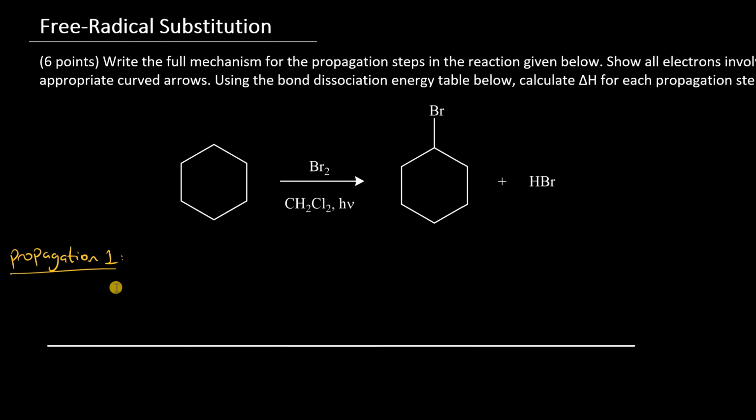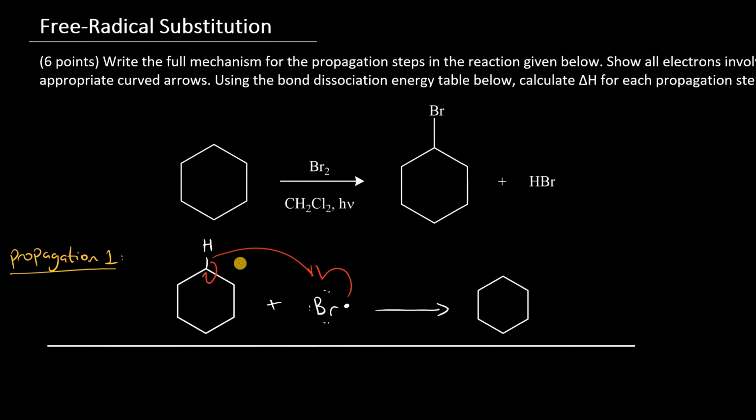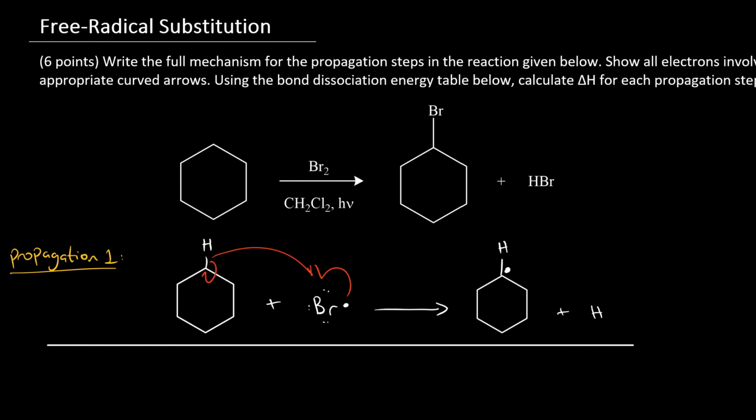Now the products of propagation 1 are the alkyl radical and HBr. To form that, one of these hydrogens on any one of these carbons needs to undergo homolytic bond cleavage, which is catalyzed by the bromine radical which is formed in the initiation step. So arbitrarily, let's use this hydrogen right here. Now the carbon-hydrogen bond undergoes homolytic bond cleavage, where one electron returns to the carbon and the other joins with bromine to form HBr. The result is the alkyl radical at position 1 with only one hydrogen left behind and the formation of HBr.